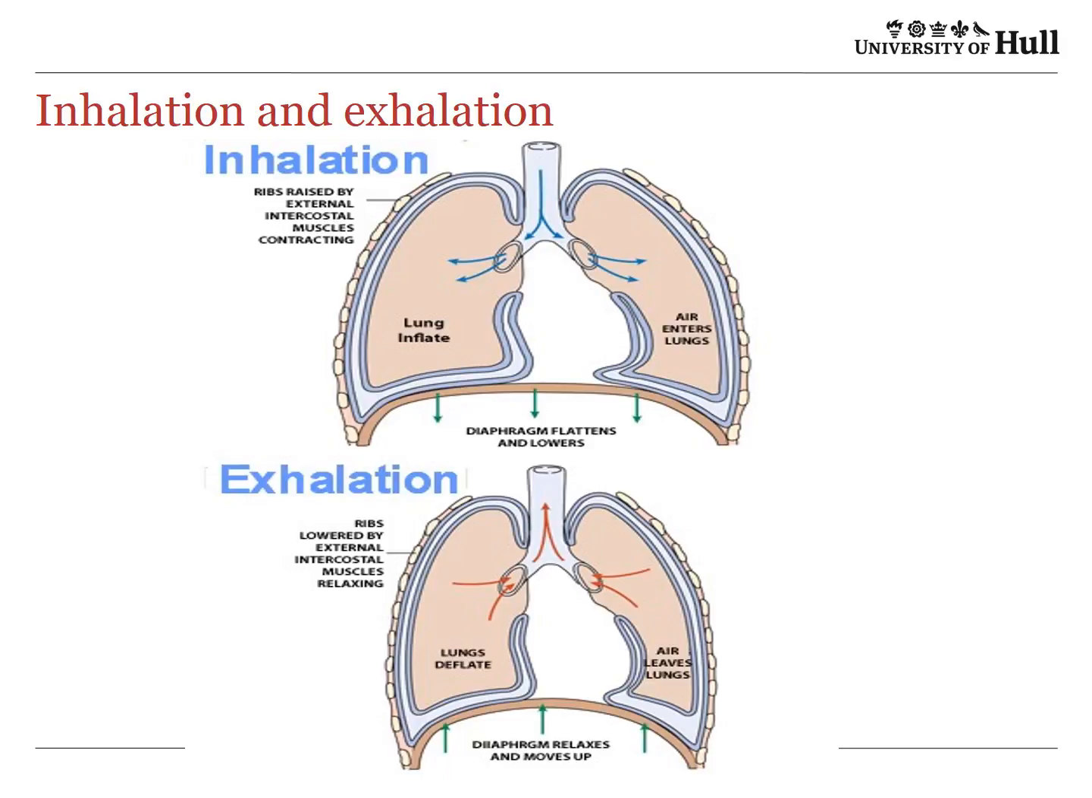If that negative pressure is compromised in any way, for example, if the lung is punctured, then the lung will collapse. So during inhalation, sometimes called inspiration, the rib cage is raised, the diaphragm is flattened, and this decreases the pressure inside the lung relative to atmospheric pressure, and air is sucked in. During exhalation, the rib cage collapses, the diaphragm relaxes and moves up, and air is pushed out because there's a positive pressure inside the lungs compared with atmospheric pressure.